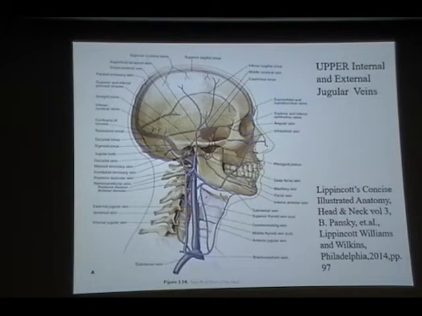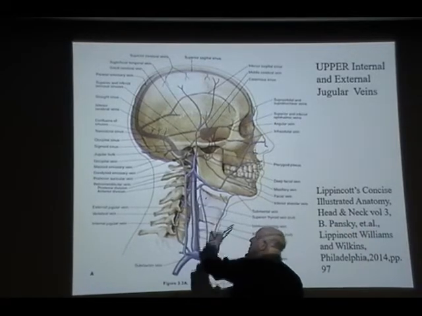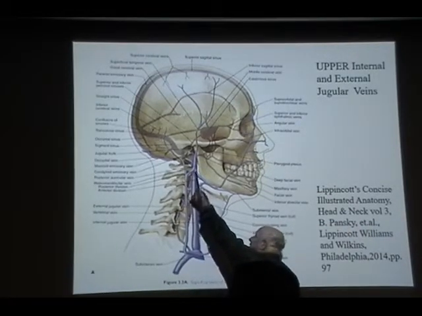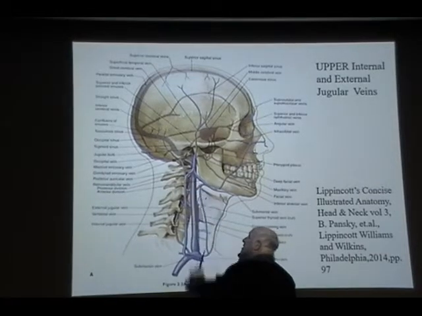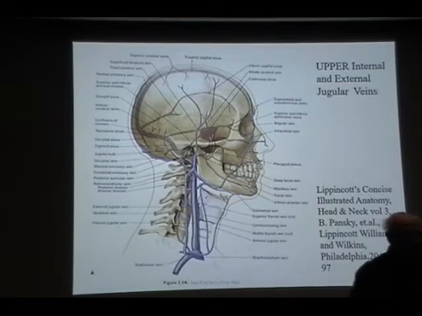Okay, so see this venous channel here running behind the mandible? Behind the mandibular ramus? Okay? What would you call a vein that runs behind the mandible?